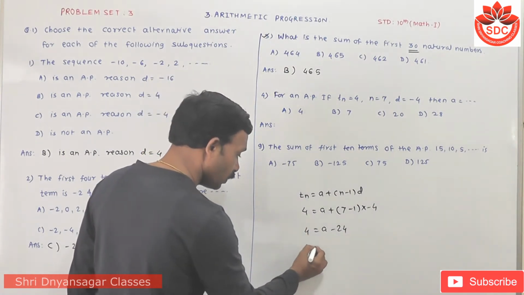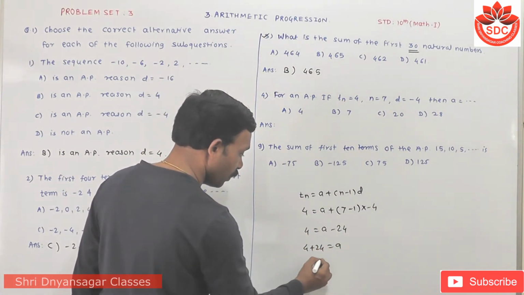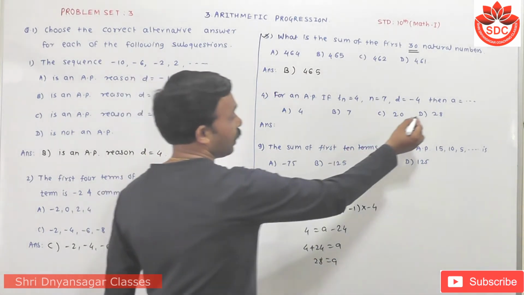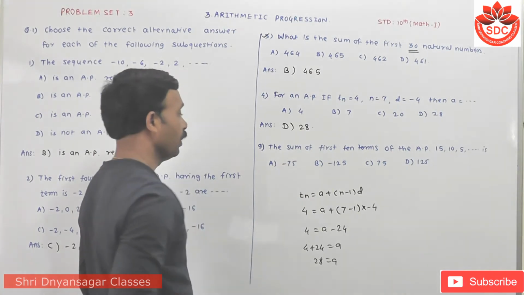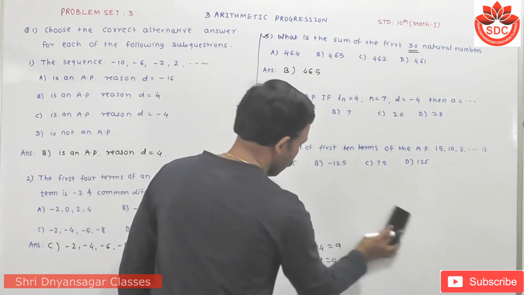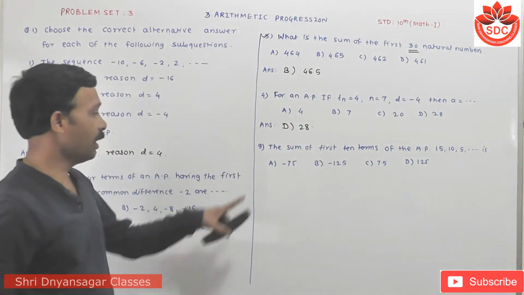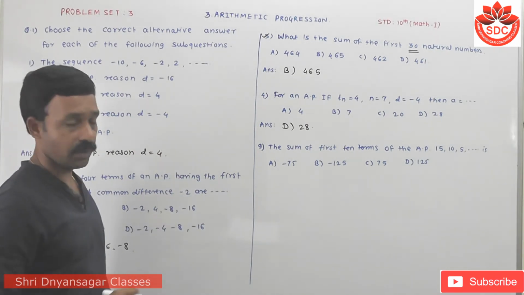Transpose here: 4 plus 24 is equal to A, meaning that 28 is equal to A. 28 is option D here, so the answer is D, 28. Then we see the 9th number question directly; the remaining ones you have to solve at home.